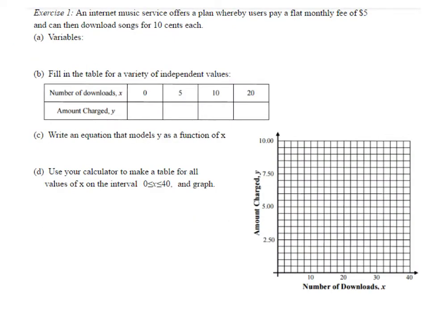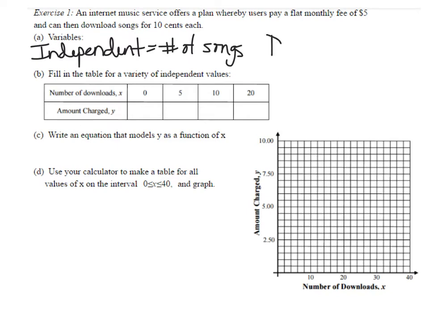Now we'll take a look at exercise number 1. An internet music service offers a plan whereby users pay a flat monthly fee of $5 and can then download songs for 10 cents each. We want to identify what our variables are. Our independent variable is going to be the number of songs that we want to download. The dependent variable will then be the cost of downloading those songs.